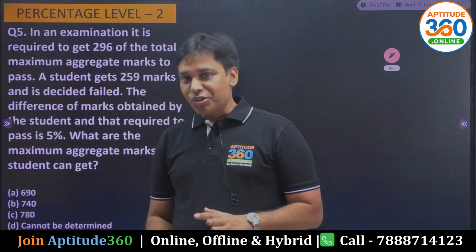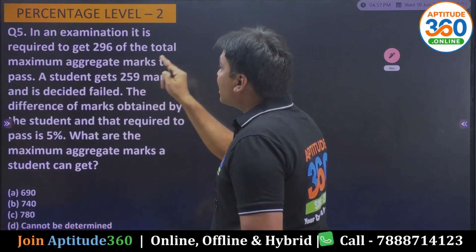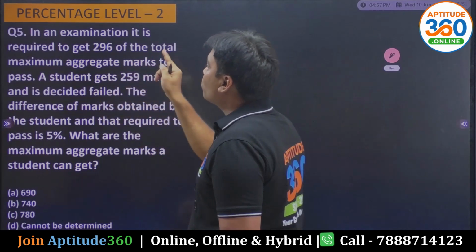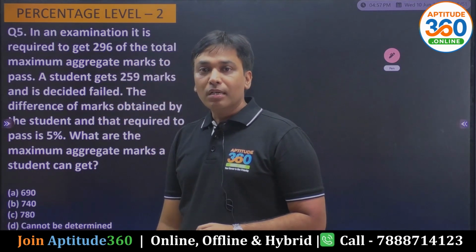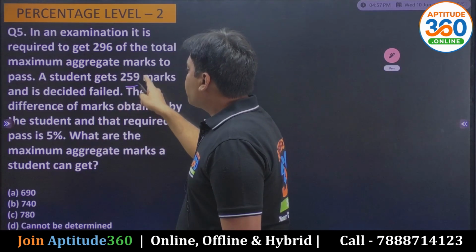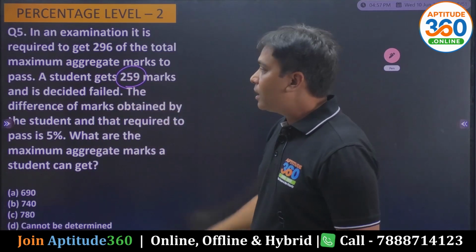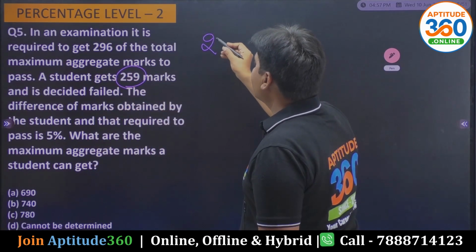Have a look at this question. In an examination, it is required to get 296 of the total maximum aggregate marks to pass. And then a student is getting 259. So how much is needed?